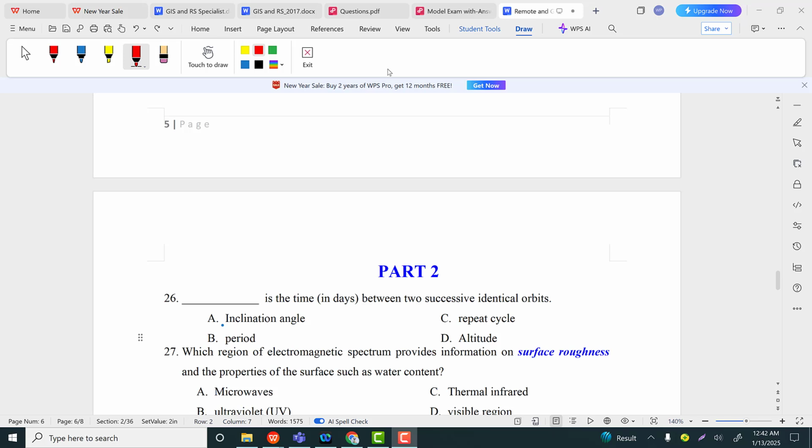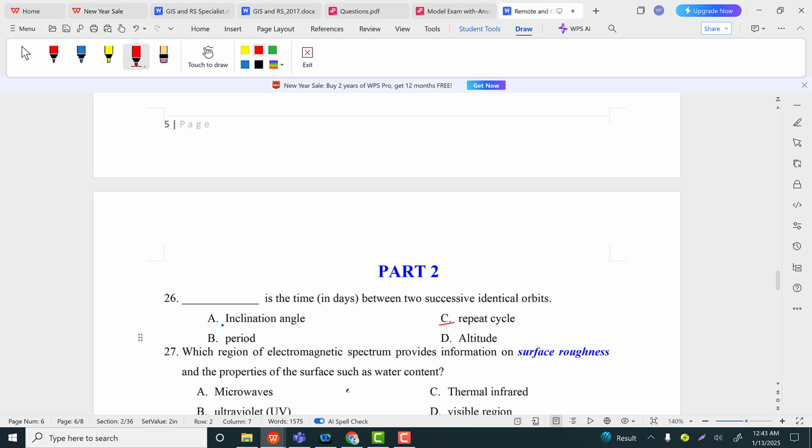This question is purely related to remote sensing, particularly related to satellites. As you know, we have sun-synchronous satellites, geostationary satellites, and each satellite has its own revisit time to capture a certain image in a certain geographic area. So this question is related to revisit time or revisit period. So the answer is repetitive cycle.